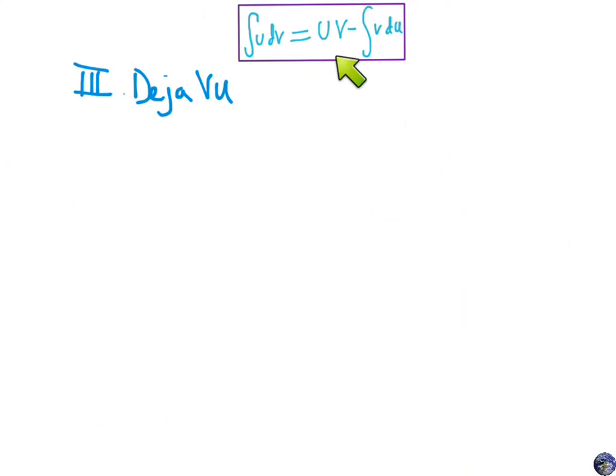Alright, and last but not least, the third sort of sneaky application of the integration by parts formula is what I call the déjà vu category of problems. This is when you do an integration by parts problem, and after doing it, you end up back with what you started with. You're like, I've seen this question before, it's what I started with, but it turns out that's not always a bad thing. So let's look at the typical example.